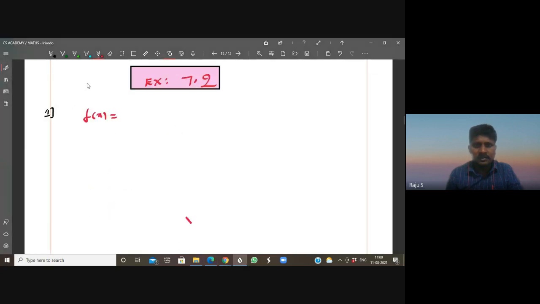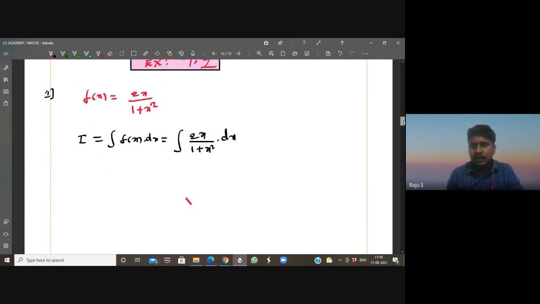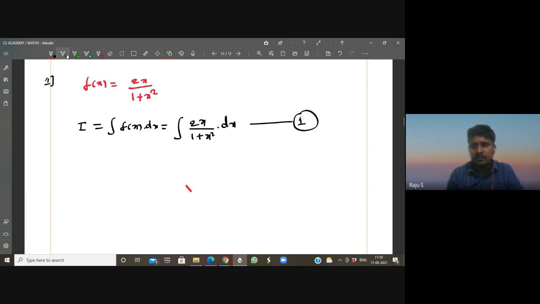f of x, they have given 2x by 1 plus x square. This is the given function. I want to find the integration, I want to evaluate this integral value, that is integral of f of x dx, nothing but the integral of 2x by 1 plus x square dx. This we need to evaluate. So let us take this as equation 1. I'm going to take 1 plus x square as t. Then differentiate on both sides: derivative of 1 is 0, and derivative of x square is 2x into dx. Left side differentiate with respect to x, right side differentiate with respect to t. So 2x dx is equal to dt.